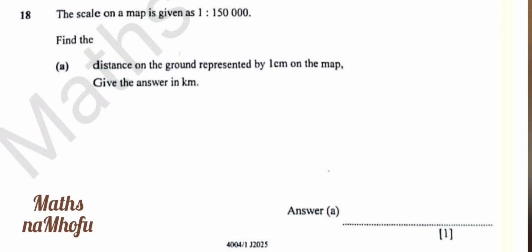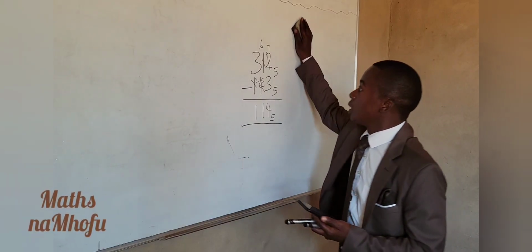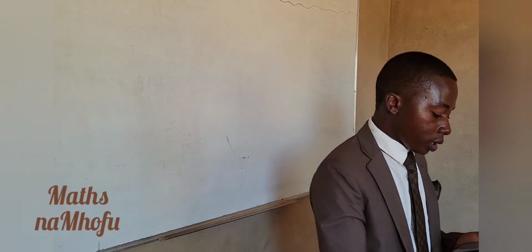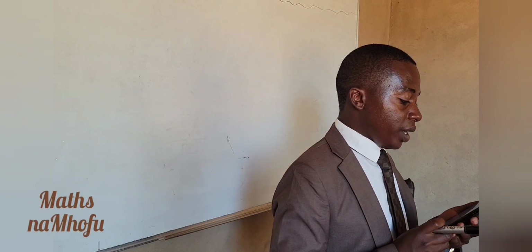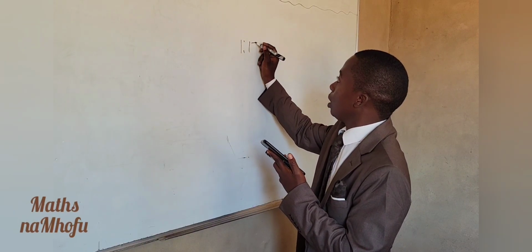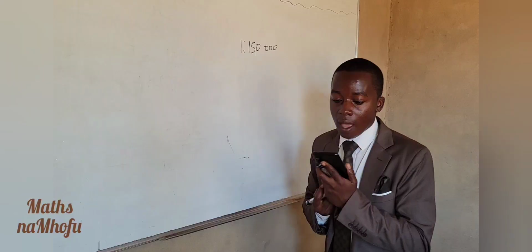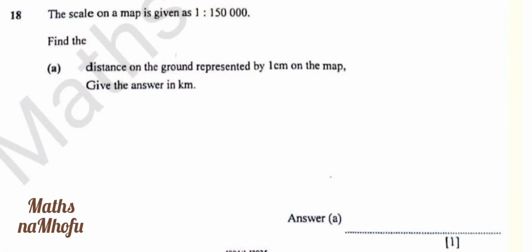This has something to do with the scale. I want most of you to listen attentively, because this is the scale. The scale on a map is given as 1 is to 150,000. Find the distance on the ground represented by 1 centimeter on the map.